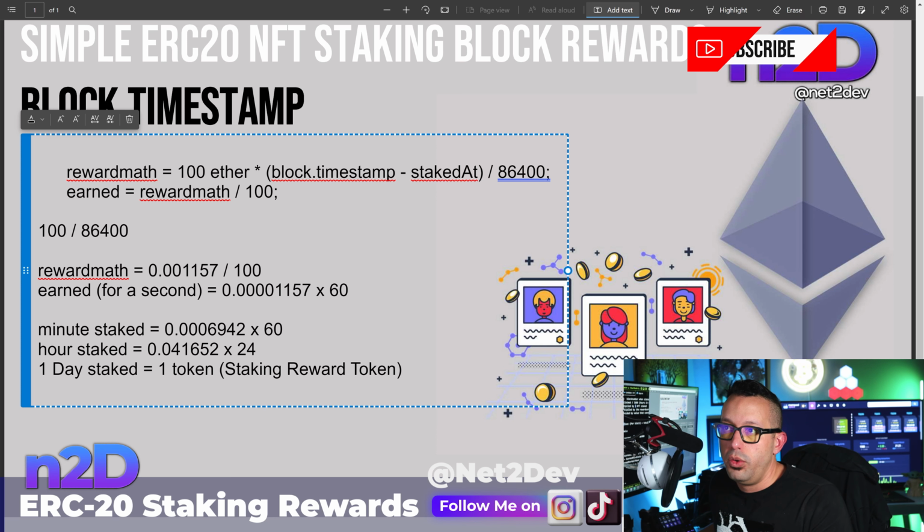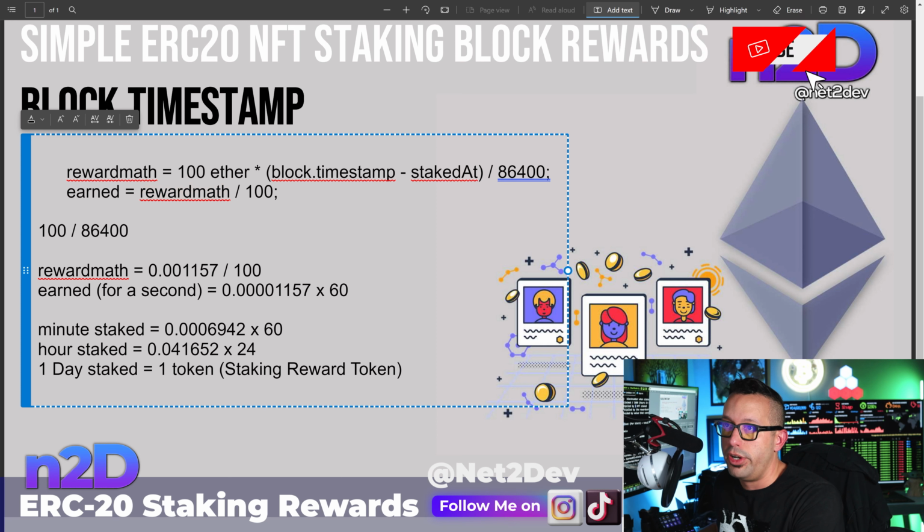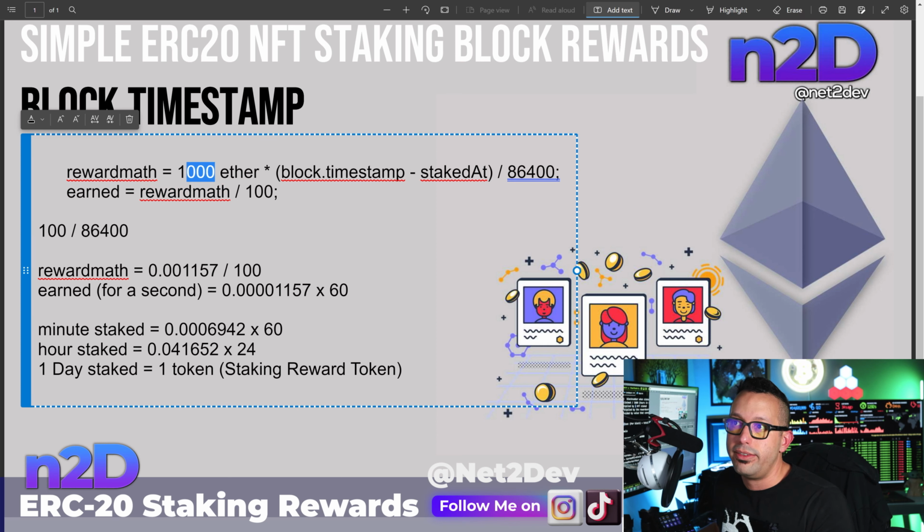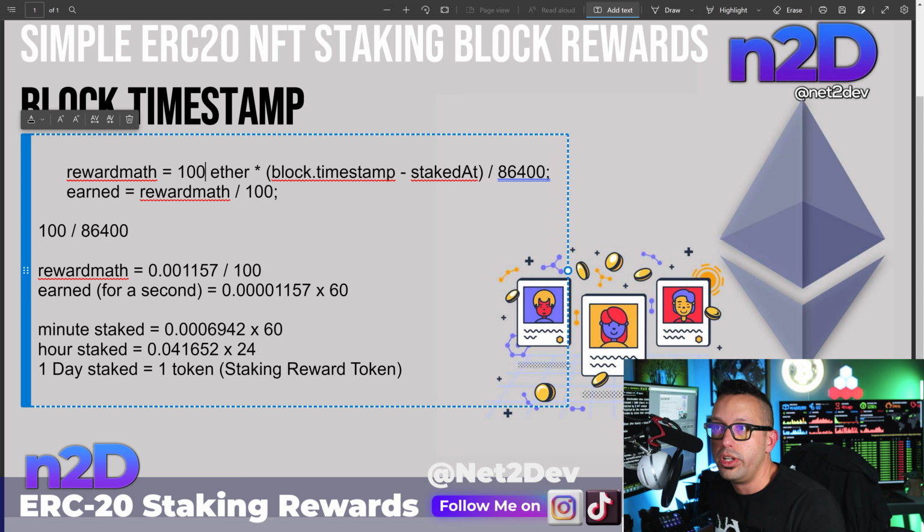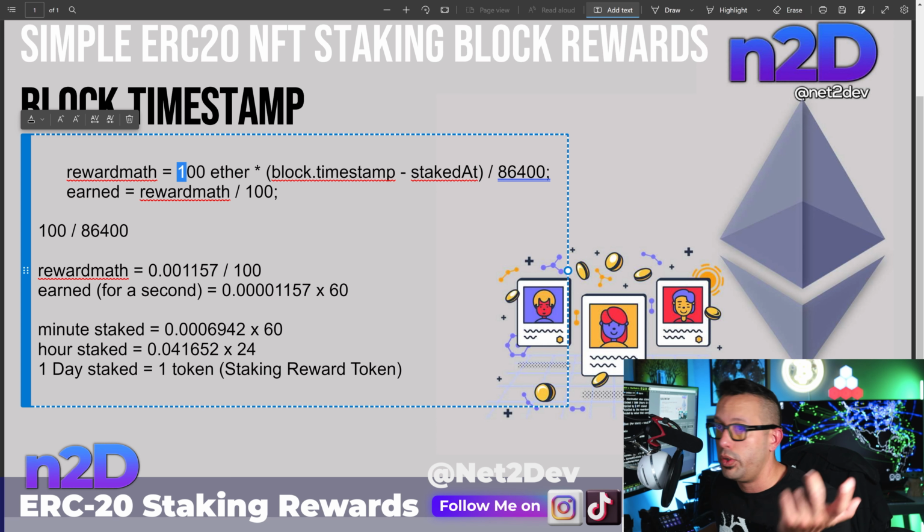So let's say you want to issue 10 tokens per day per NFT. It's 1,000 here. This is where you set that amount. If you just want 1 token per NFT per day, it's 100. So if you want to issue 5 tokens per NFT per day, this will be 500, and so forth.